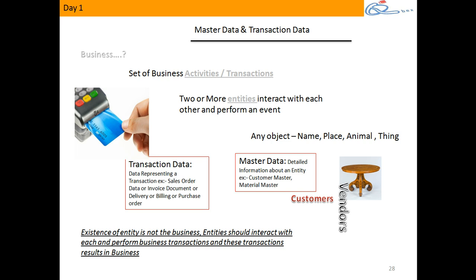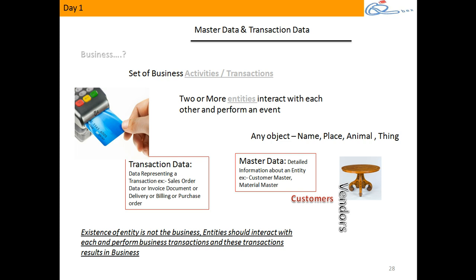Now what is an entity? It could be any name, place, animal, thing, any noun. Okay. Name, place, animal, thing could be an entity. Let's say a table, it is an entity. Elephant is an entity. Dog is an entity. Anything is an entity. Okay. Any object which can perform some work by itself, fine, or which we can use to perform some work, is also an entity.